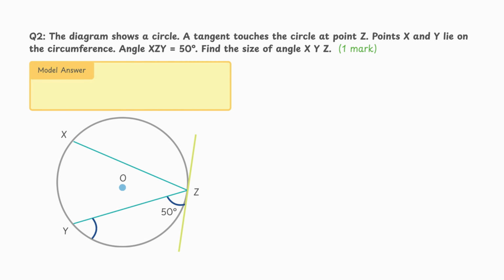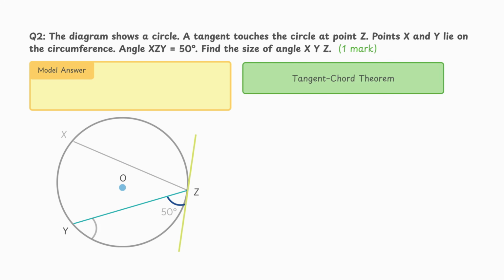First, look carefully at the diagram. At point Z, we have a tangent touching the circle. From that same point, there is a chord connecting Z to Y. So at point Z, we have an angle formed between a tangent and a chord. This is very important. Now recall the key rule. The tangent chord theorem states that the angle between a tangent and a chord is equal to the angle in the opposite arc of the circle. Now let's apply that step by step.